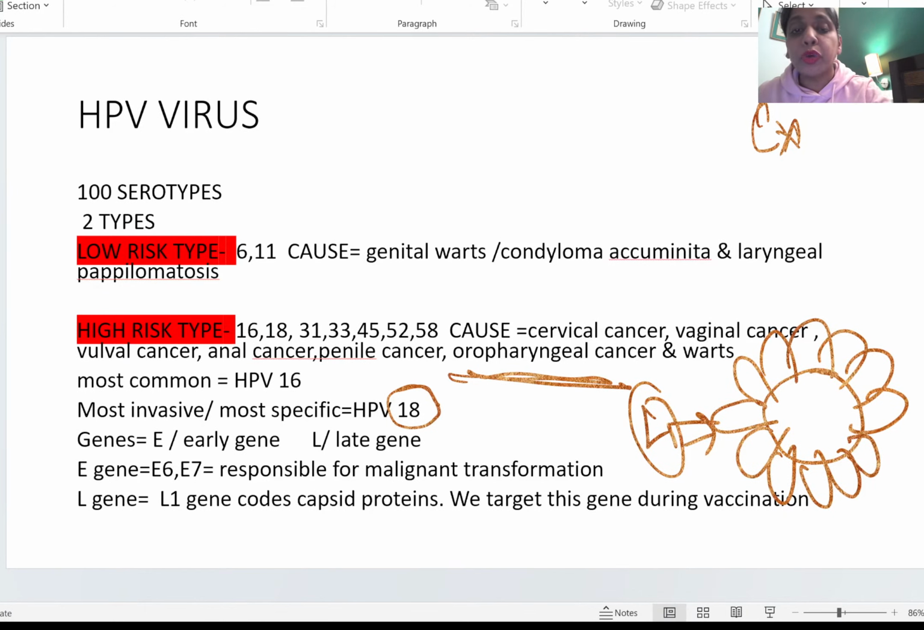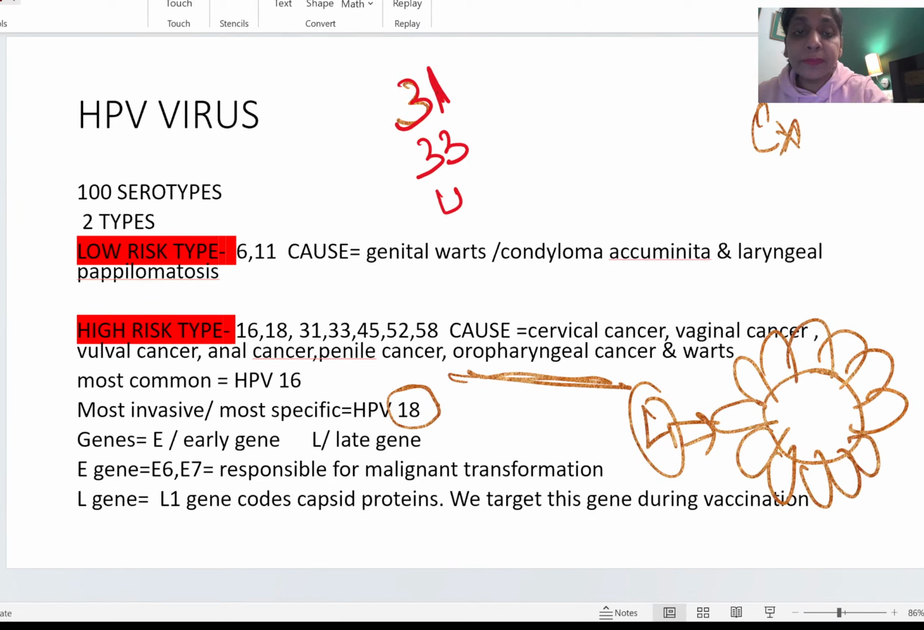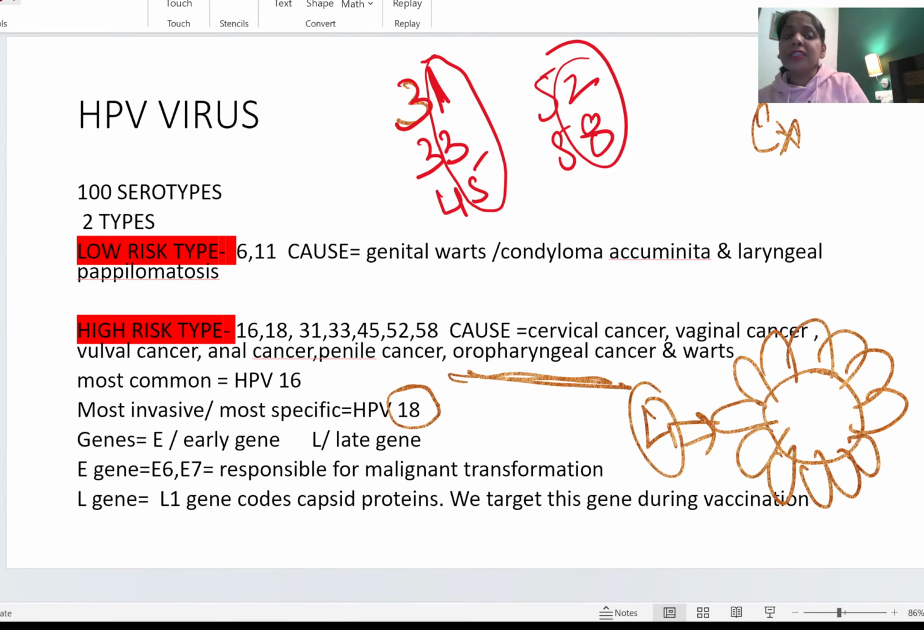If you are someone who cannot remember the numbers, I would like to tell you how to learn. After 16 and 18, you can learn it like this: 31, 33, 45. The second digit is the odd one: 1, 3, 5. Then comes 52, 58. The last two are even digits, and the first three are odd digits. Okay.